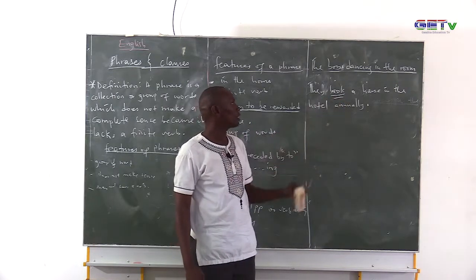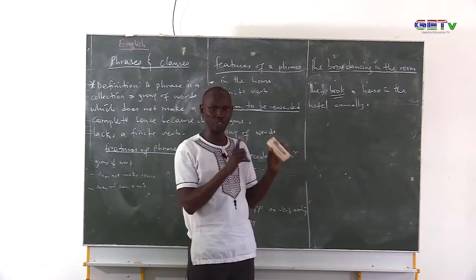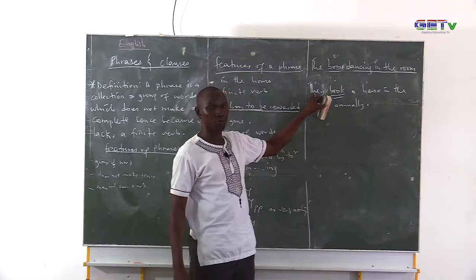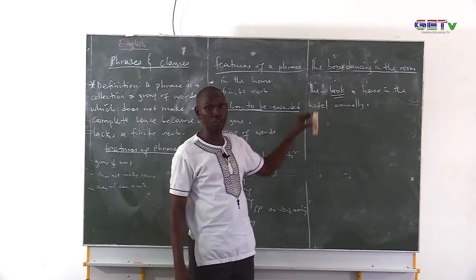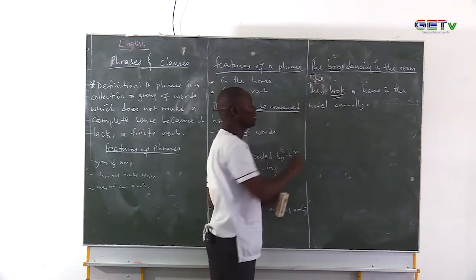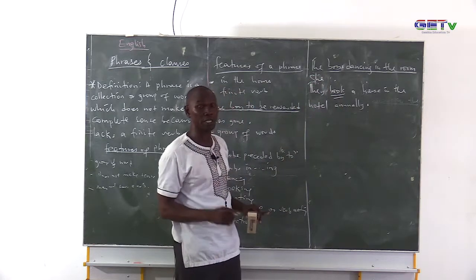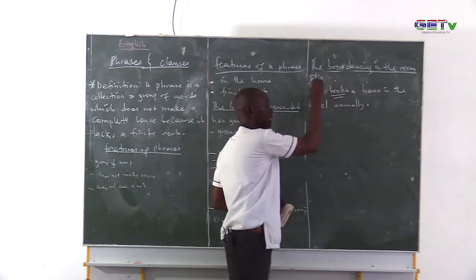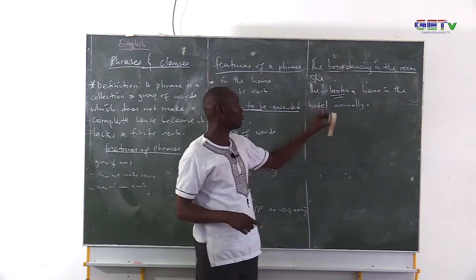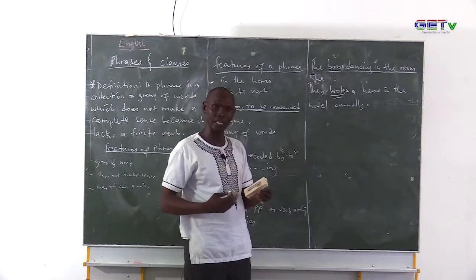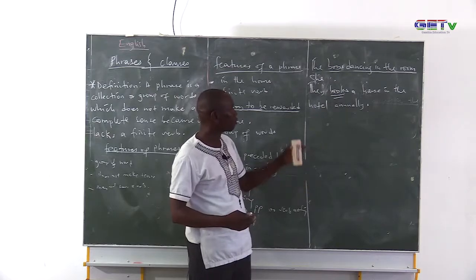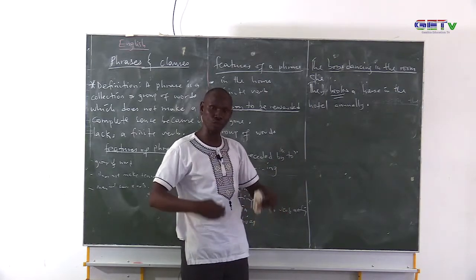Because this book can change if you change the subject, can change if you change the time. They, which is a third person plural pronoun, if you change it to a third person singular pronoun, to she or he, the book already automatically will take an inflection S to agree with it. So it means it has changed its form. You see? So also, if you change the time, the action, this is habitual, as you see, they book a house in the hotel annually, means something that's habitual.